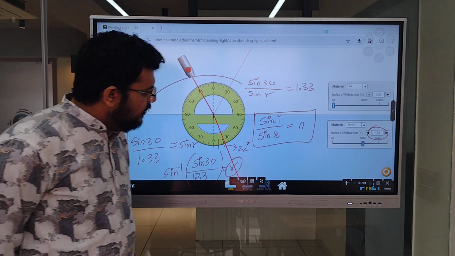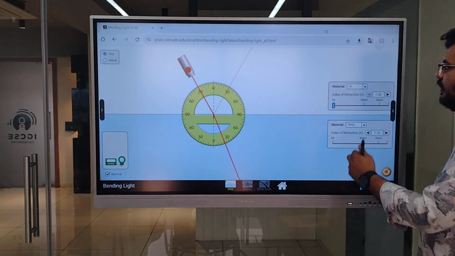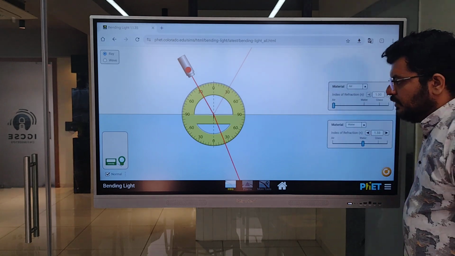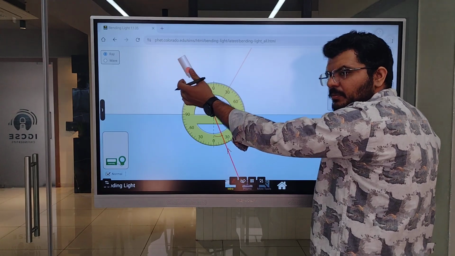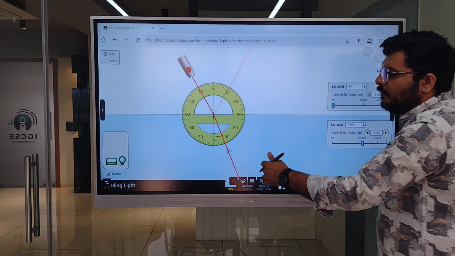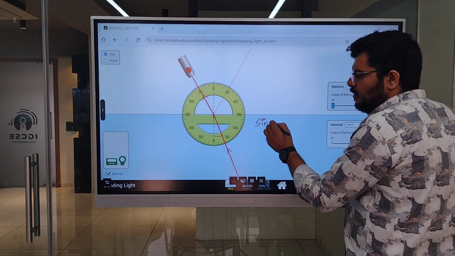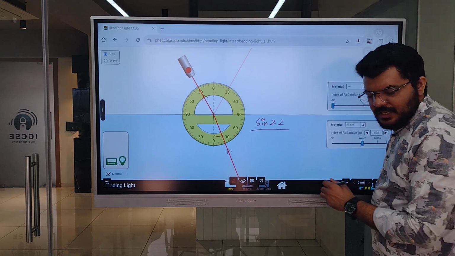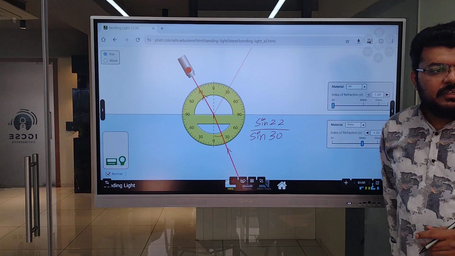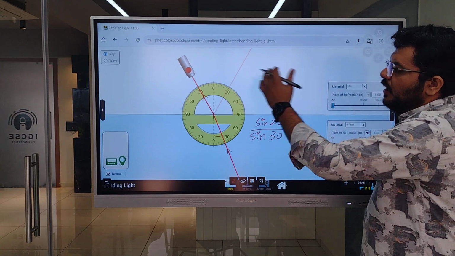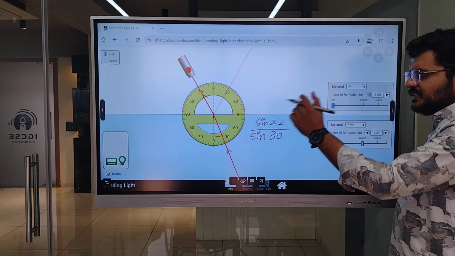Right? What if, should I erase this? Is it okay if I erase this? Yeah. Okay. What if I want to find out, let's say, instead of light going from rarer to denser, the light was going from denser to rarer. Now we know that sine of 22 is my angle of incidence and sine of 30 is my angle of refraction, and it is still true that the light goes away from the normal when it is going from denser to rarer, right? The angle is increasing.